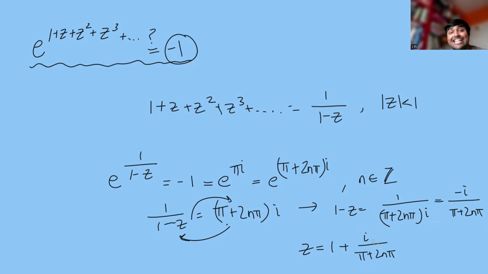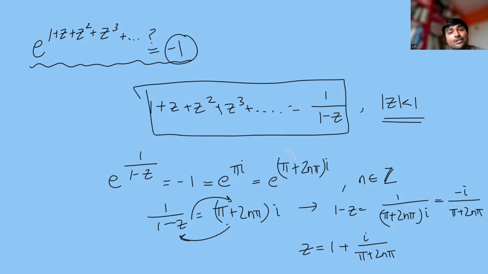No, it doesn't. In fact, this proves that there are no solutions to our original equation. Why not? Well, remember we used this formula over here, but in order to use this formula, we need this condition to be true. But what we've just shown is that z would be 1 plus i over pi plus 2n pi. But what's the magnitude of this? The magnitude of this is just the square root of the real part squared, which is 1 squared, plus the imaginary part squared, which is 1 over pi plus 2n pi squared. And it's pretty clear that that is going to be at least 1. In fact, it's going to be strictly bigger than 1.